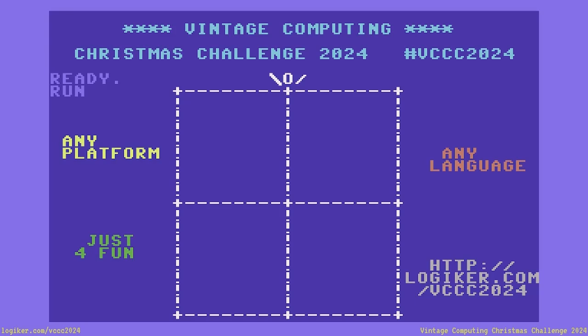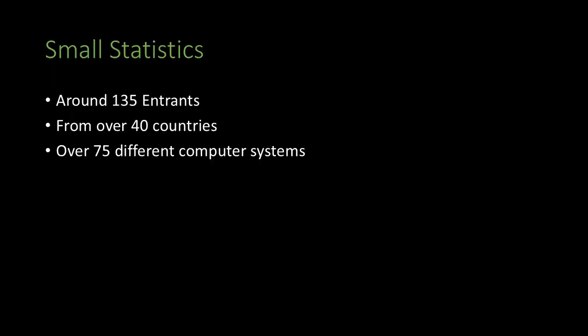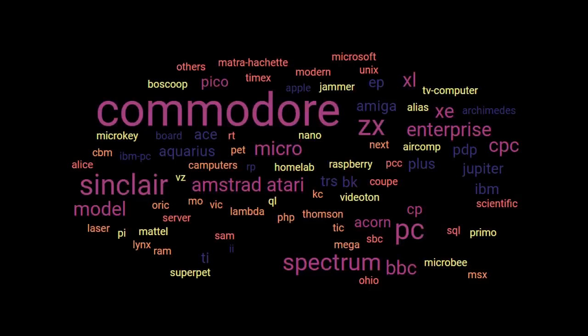Ho ho ho! It's time for some statistics. While I will not reveal the number of entries, I can tell you that there are around 135 entrants from over 40 different countries, and there are over 75 different computer systems involved. All the data is out of what you entered into your entries.